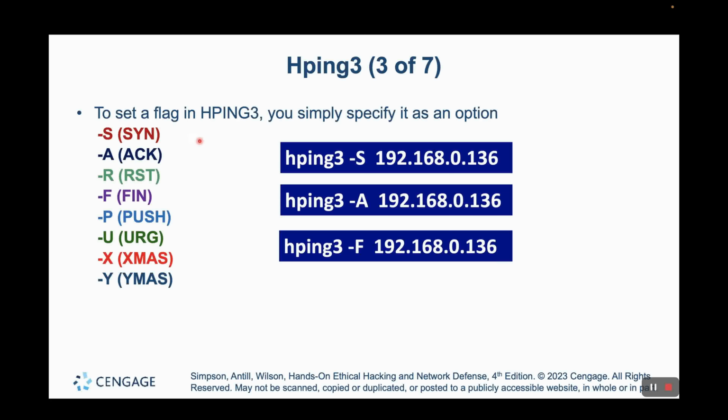Now, also, you could set a flag in hping3. Simply, you could specify it as an option. And here, these are the flags. Pay attention to the difference between the flags written for hping3 versus nmap. Like for nmap, it's -sS, small s, capital S. In hping3, it's -S capital letter S for SYN, -A for acknowledge. And here is basically how you type it: the command -S and the target IP.